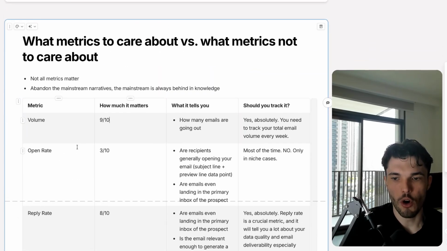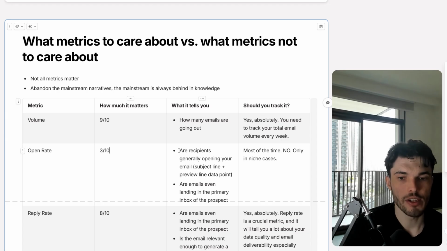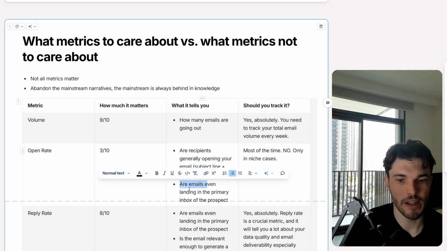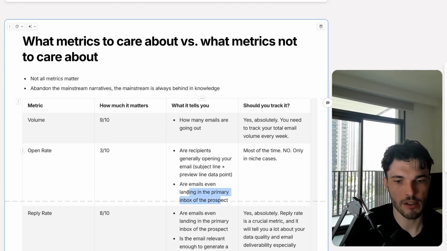So the second metric is open rates. I've given this a 3 out of 10. Now, why am I doing that? This is one of the most popular metrics. I always get asked about it, but it's not a good metric, right? So what can it actually tell you? Well, it can tell you a little bit about whether recipients generally are opening your email. It can tell you a bit about the subject line and preview line and how well they're performing. And it can tell you, are emails even landing in the primary inbox of the prospect, right? Because if you're getting a super low open rate, chances are you're landing in spam.